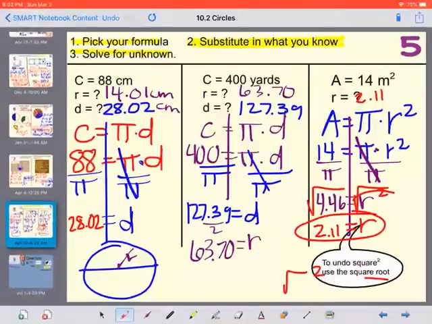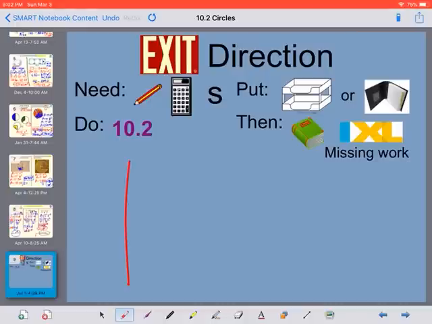Your homework is very similar to this. I did not put a picture of it on here, but it is the 10.2 worksheet.